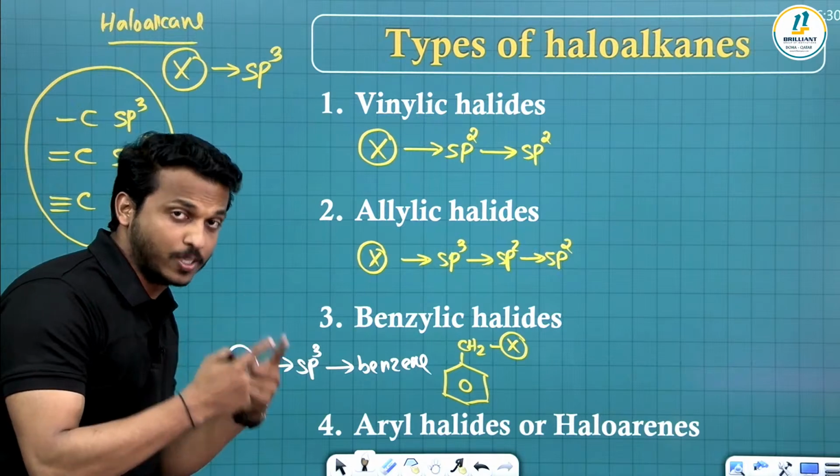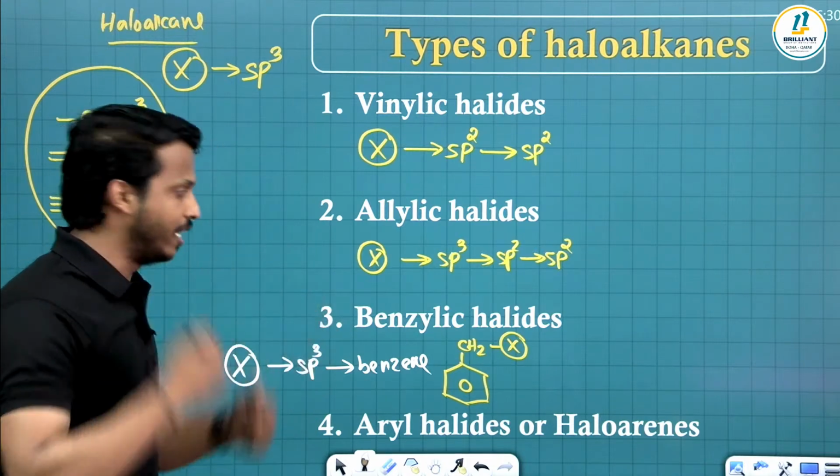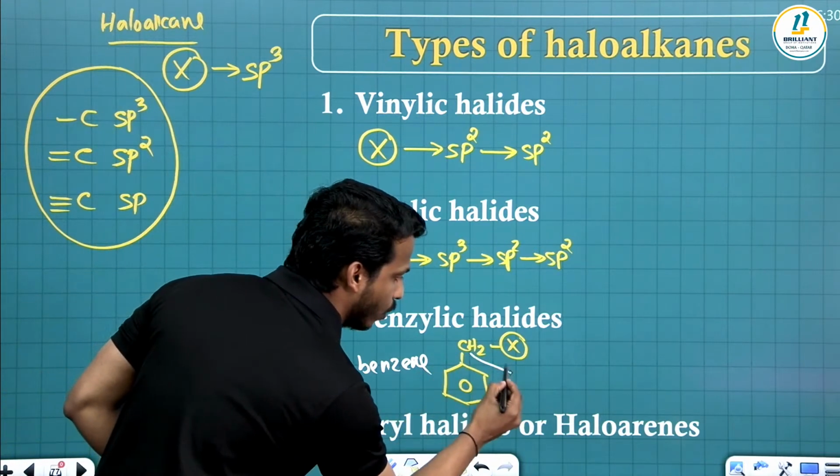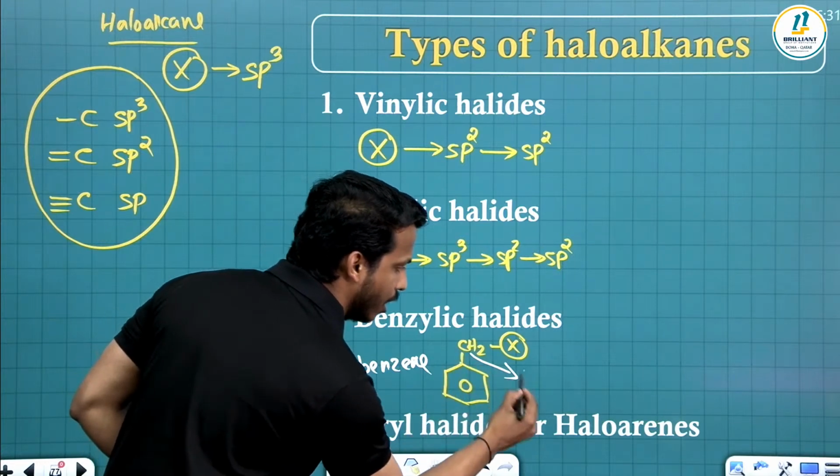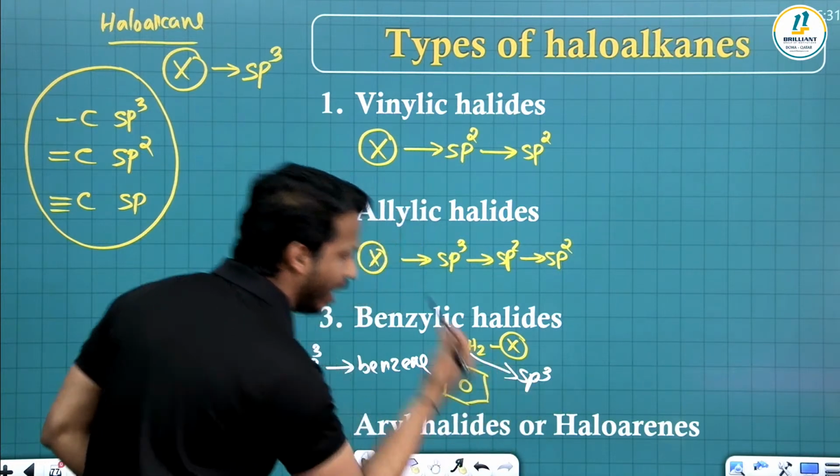Halogen connected to carbon sp3, then it's connected to benzene. See all of you, halogen connected. What is this carbon's hybridization? Full single bond, sp3, then a benzene ring.